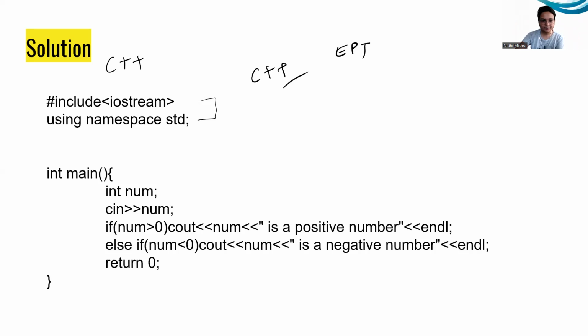Now, int main. int number, this is number and I am taking this from the user. If number is greater than 0, it is a positive number, else it is a negative.